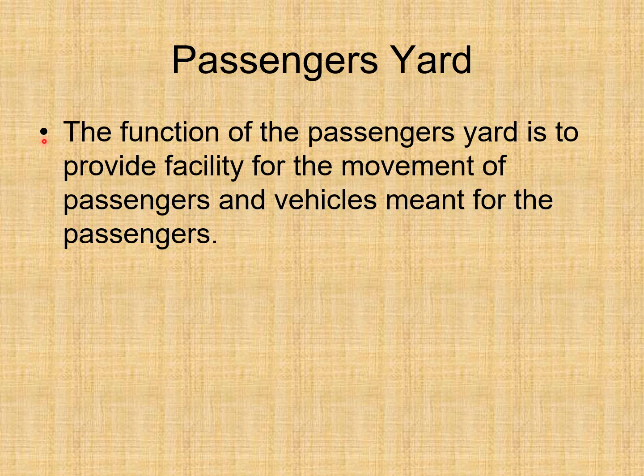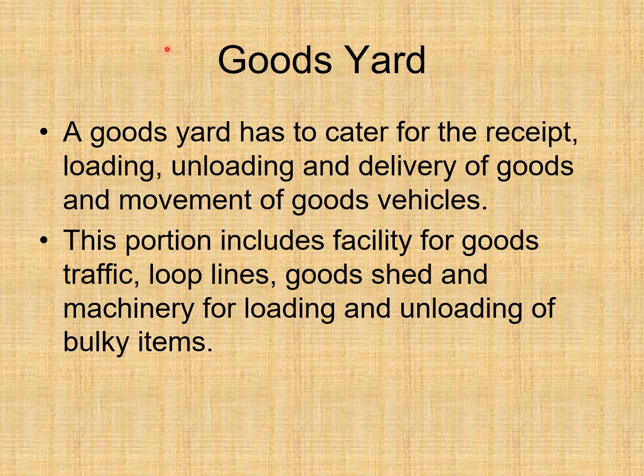Passenger yard. The function of the passenger yard is to provide facility for the movement of passengers and vehicles meant for the passengers. Goods yard. A goods yard has to cater for the receipt, loading, unloading, and delivery of goods and movement of goods vehicles. Here the vehicle means the train. This portion includes facility for goods traffic, loop lines, goods shed, and machinery for loading and unloading of the bulky items.